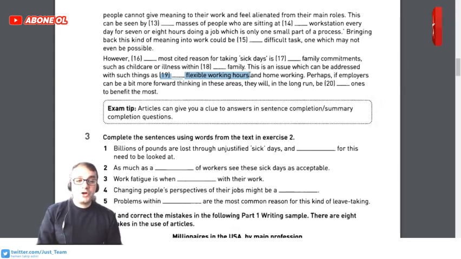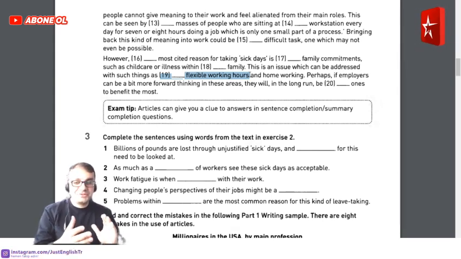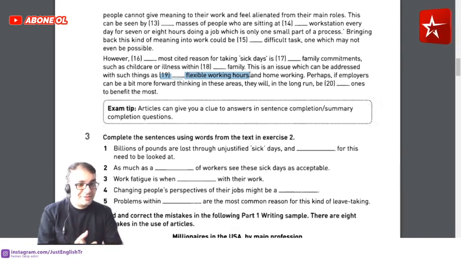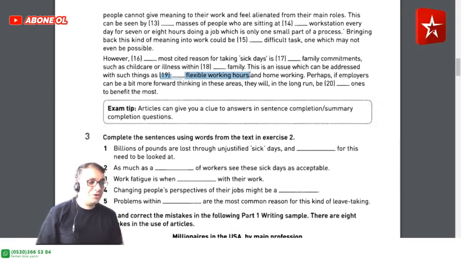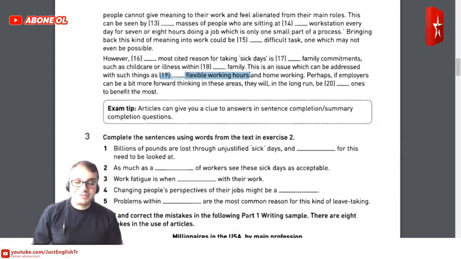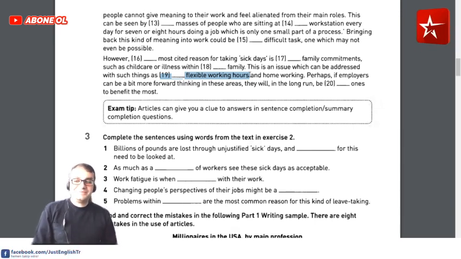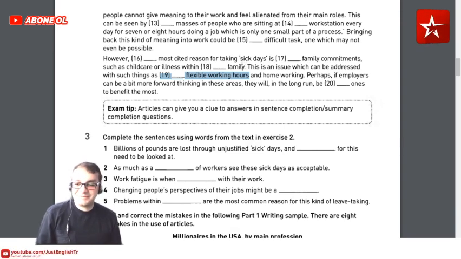Well, Gökhan, thank you so much. You are the correct answer. Actually, there are no articles in 19 at all. Flexible working hours. There are no articles in 19. So let's go finally with 20.